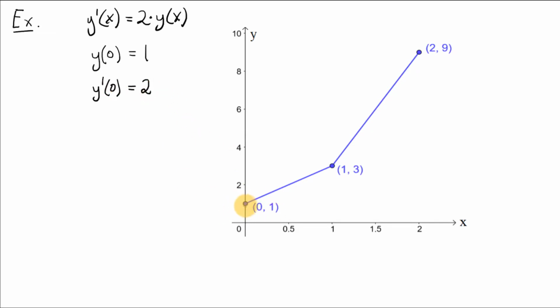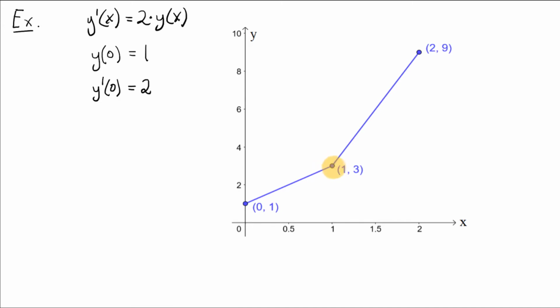So we see that if we would have gone one step in this direction, we should go 2 up, then we would have ended up here. So if the graph would have continued with the same slope as it had here, in a straight line, then we would have ended up here after one step. Of course, we don't know if the solution is a straight line, but if it would have been. So if we take this as an approximation of our solution, it means that if we go one step here, we should end up here.